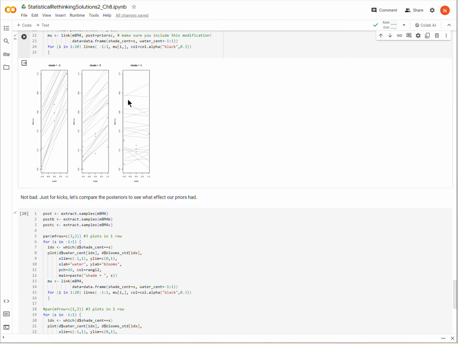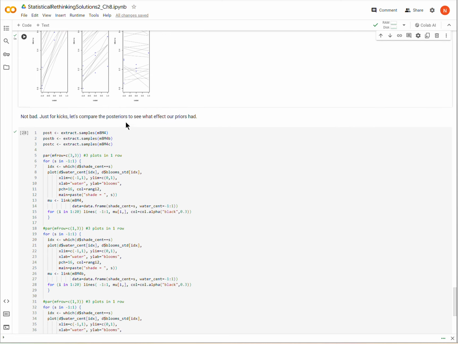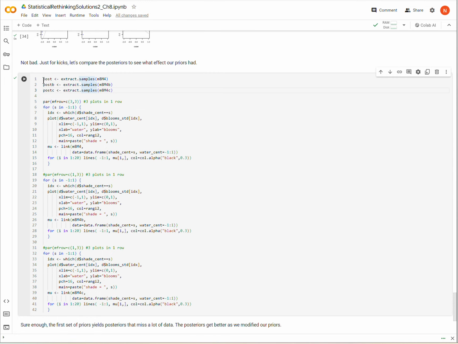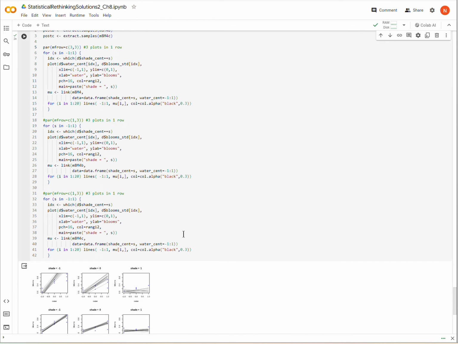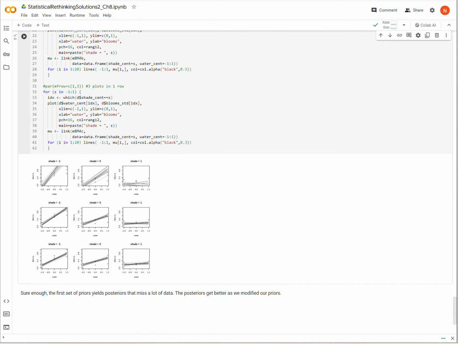So just for kicks, let's actually look at the posteriors of these 3 models, the ones that have the 3 different sets of priors, and just look at how the posteriors are being affected by the priors here. So now I'm extracting samples, which extracts from the posterior of the 3 models. And then I'm going to plot it in a big 3x3 plot here. Okay, so let's open this up in a bigger window.